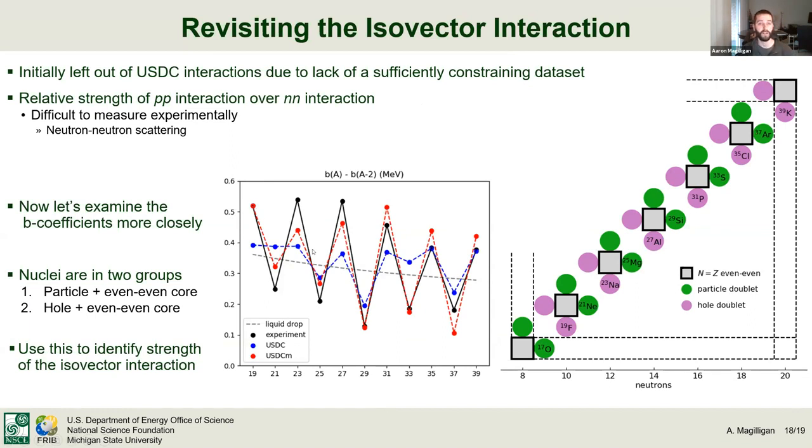We see that USDCM is better at predicting this oscillation as compared to USDC, which is not able to always give this oscillation. And we can view this in a similar way where we group our doublets into 2 groups: particle plus an even-even core or a hole plus an even-even core. You can see that here, where this oxygen-17 and fluorine-17 doublet can be modeled as either a proton or a neutron sitting on top of an N equals Z nucleus. And then this other doublet can be modeled as a hole in an N equals Z nucleus. So we believe that adding in an isovector strength to USDC would allow us to reproduce this oscillation and thereby increase our agreement with the B coefficients without sacrificing our agreement with the C coefficients that we saw when we modified the coulomb.